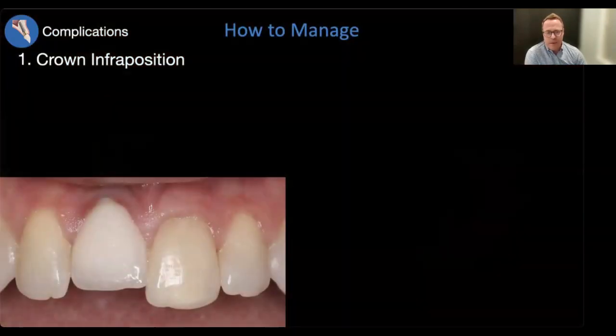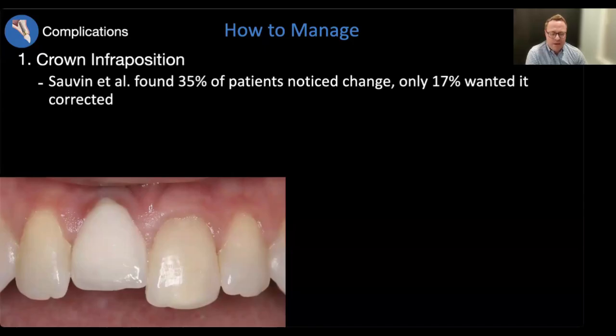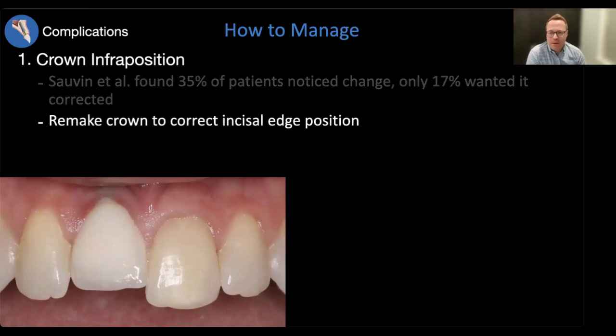So to manage this, when it's already been done and there's a discrepancy in the incisal edge, what we're going to do is figure out what our options are to fix this. Obviously we can replace the existing crown. Depending on how extensive the discrepancy is, some patients may not notice this, and so it may not actually be a substantial problem that needs to be replaced. Others, like this picture, it's pretty noticeable, so we're probably going to be doing something about it.